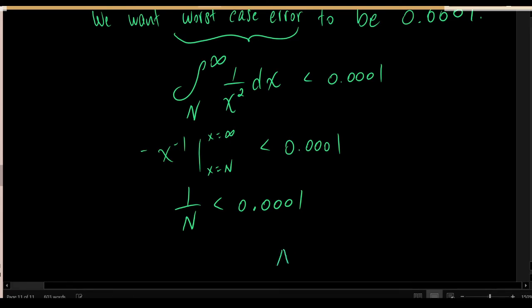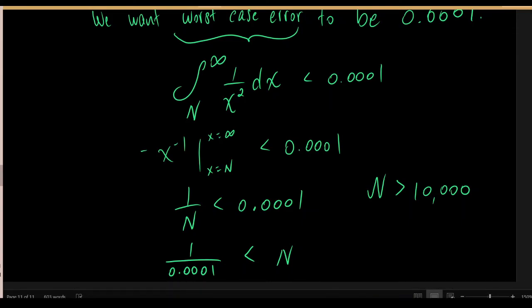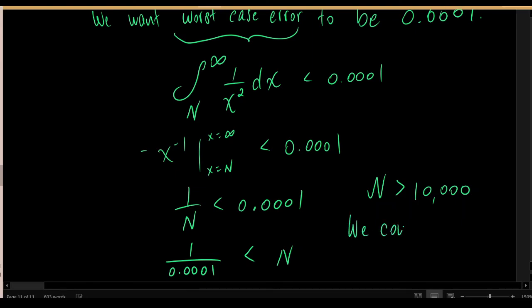this implies that n must be greater than 1 over 0.0001, which means that we need n to be greater than 10,000. As long as we calculate a partial sum with more than 10,000 terms in the partial sum, we will in fact have an accurate representation of the true value of the series to within an acceptable margin of error, 0.0001. So for example, we could use 10,001.